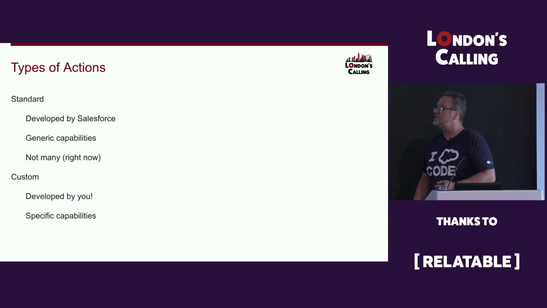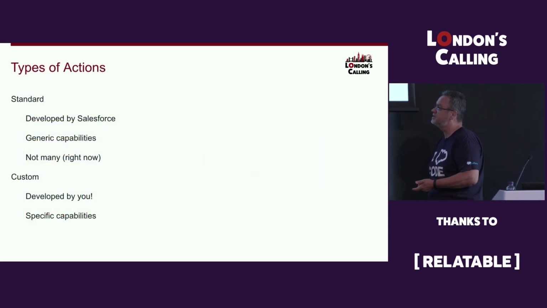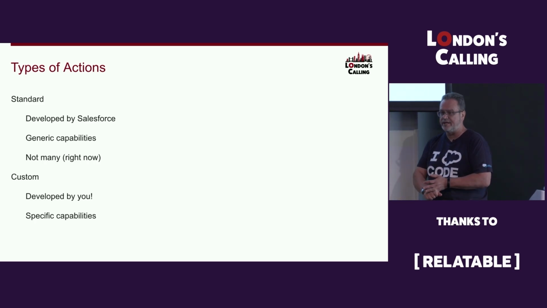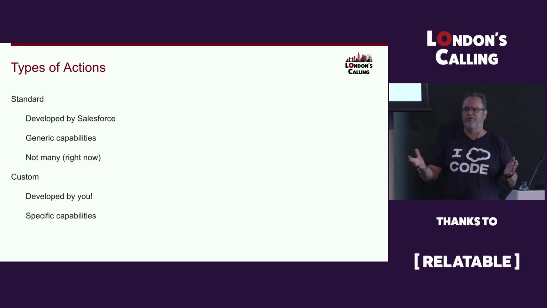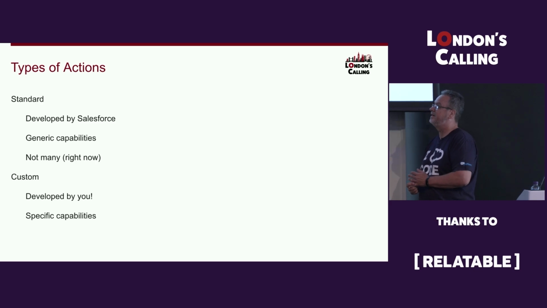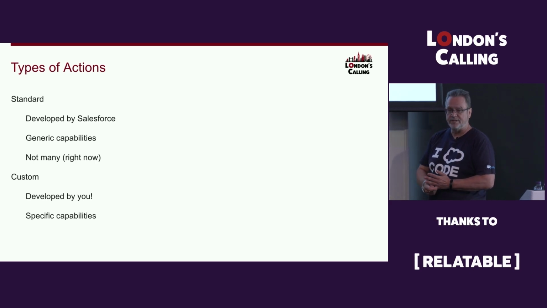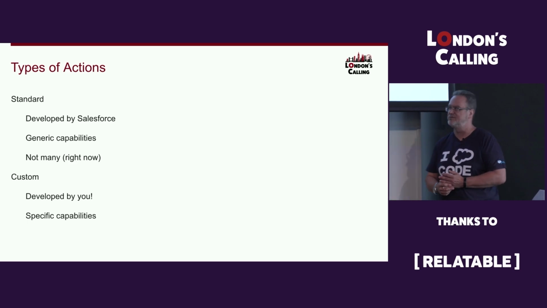So there's two types of actions. There's standard actions developed by Salesforce. So these are very generic. These are things like going and querying a record, provide me a list of opportunities, that kind of thing. But there aren't many right now. So if you're working with Copilot right now, it's going to be quite a development-heavy project. You're going to have to build a lot of stuff.